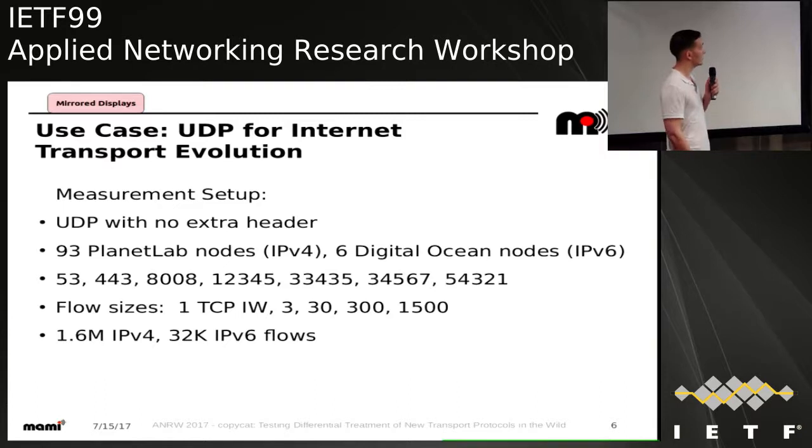So we tested this tool for the UDP encapsulation for transport evolution use case. So basically we just ran the experimental flow as UDP with no extra header. We deployed it on PlanetLab and DigitalOcean, which is a cloud hosting solution. We ran it on a few ports. We ran flows of different sizes, calibrated from the TCP initial window, so that for the smallest flow, all data packets were sent at once. And then we just collected the flows and analyzed them to infer any differential treatment.